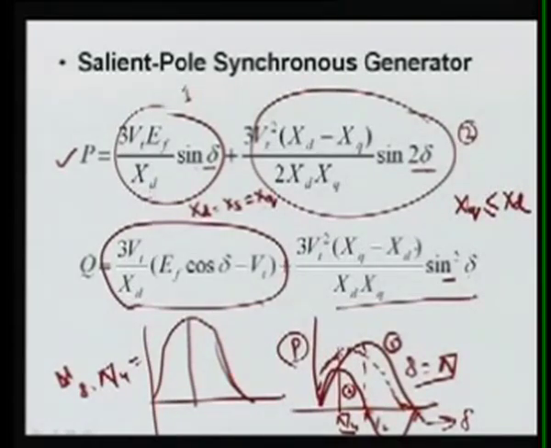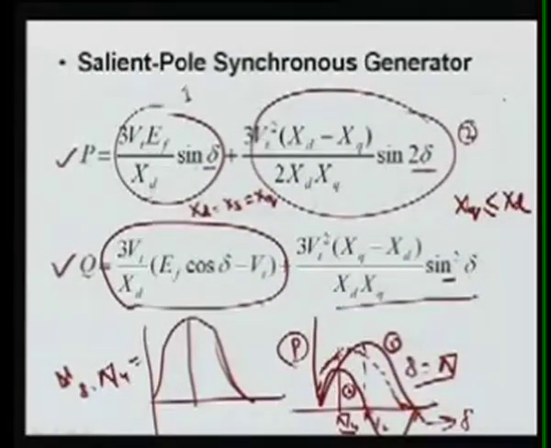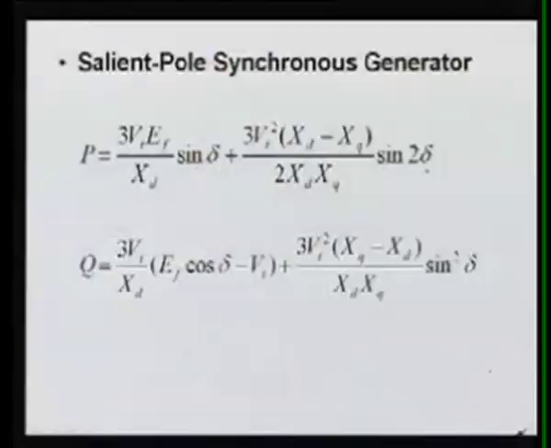So this is the real and the reactive power expression, and that can be derived similarly to the wound rotor machine, without any loss of generality. So we have seen the modeling of the synchronous generator of two types, that is the wound rotor and the salient pole machines, and we saw their limitations.